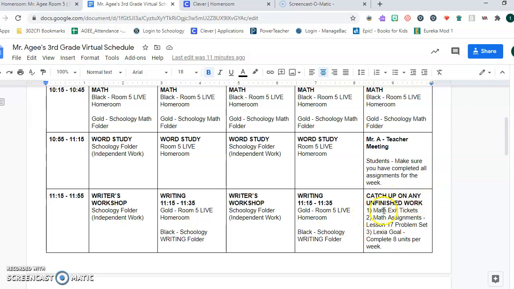So number one is the exit tickets. You've got to make sure those are finished. That's your main assignment for today. And after you finish those, you move down to number two. So it's a checklist. You just go through this straight through.